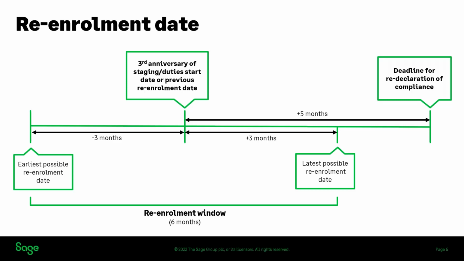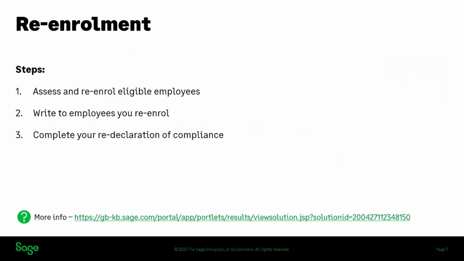So that's the re-enrollment timeline. Not the steps, that's what it is, sorry, and that's a bit of a timeline. What we do have, I'm getting ahead of myself there, is the steps itself. So what do you have to do? So the first one is to assess and re-enroll eligible employees. Remember, only if they are eligible at the date that you choose. So that's another key point there.